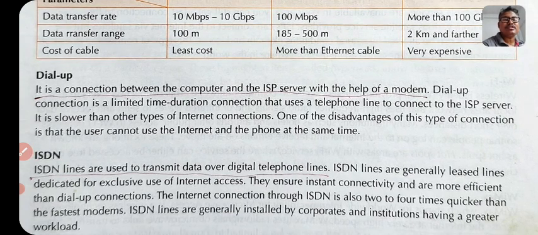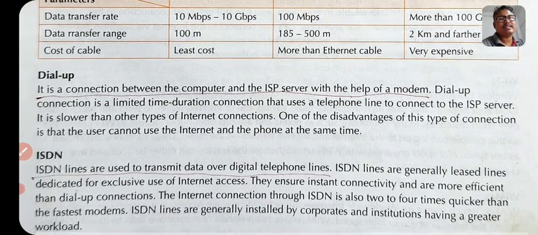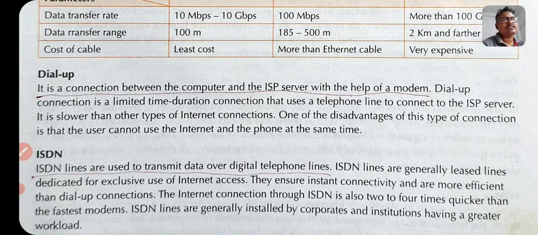One of the disadvantages of this type of connection is that the user cannot use the internet and the phone at the same time. So if you are using the dial-up connection, make sure that it provides only single use. You cannot use the internet as well as the phone simultaneously. This is one disadvantage, and it is also quite slower than the other types of internet connections.